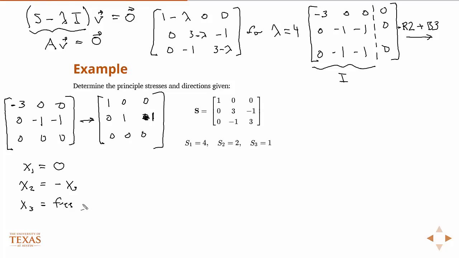So let's pick something. You could pick anything you want. I'm going to choose it to be equal to 1. Then if I have x3 equal to 1, I plug that in. I have x2 equal to minus 1, and x1 is 0. So v1, the eigenvector corresponding to the eigenvalue lambda equal to 4, is 0, minus 1, 1.